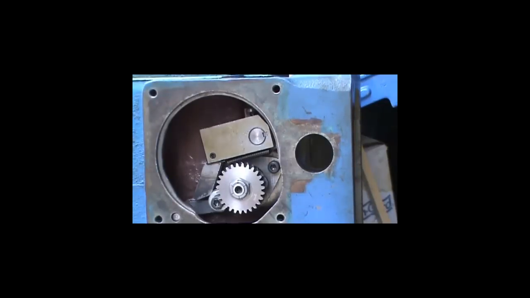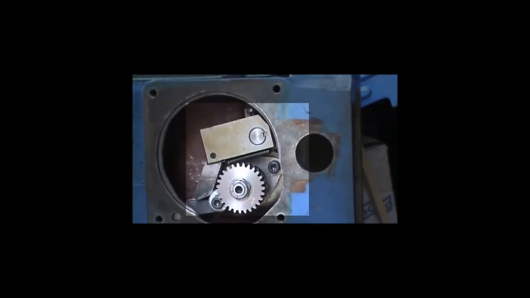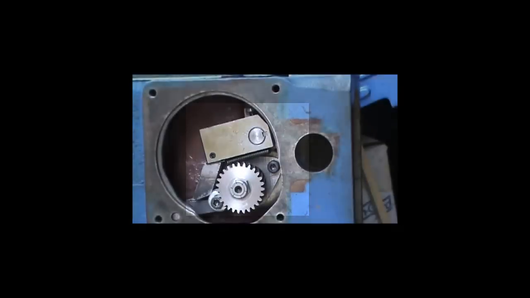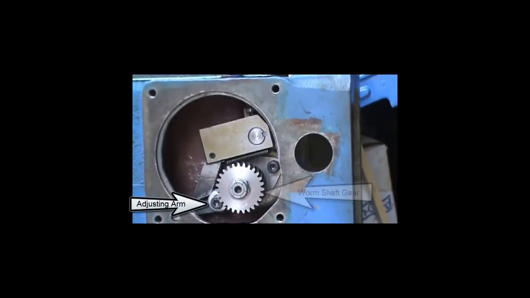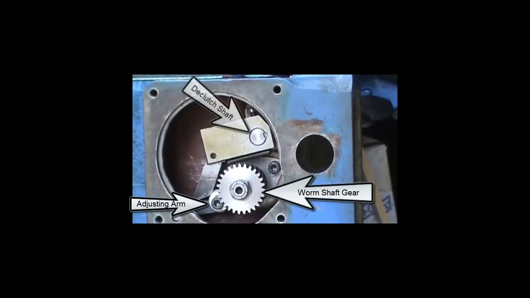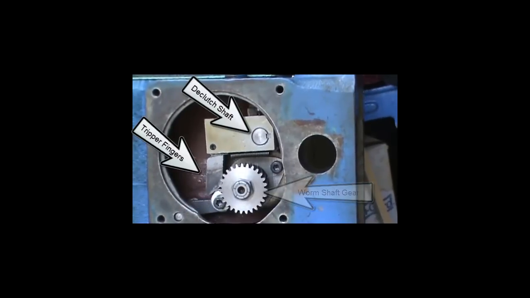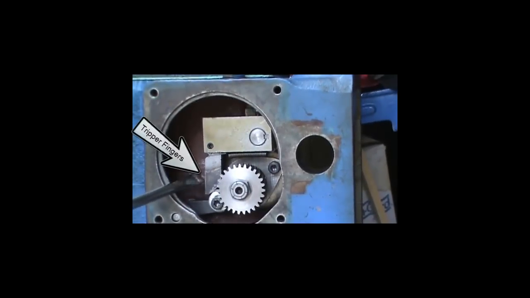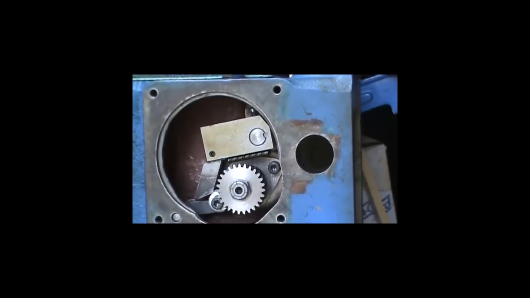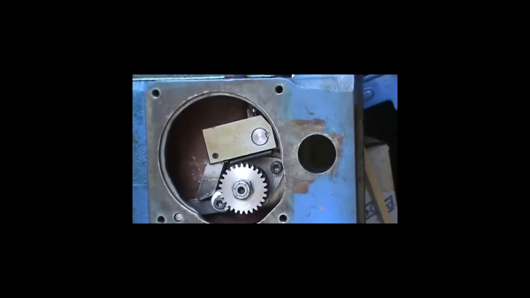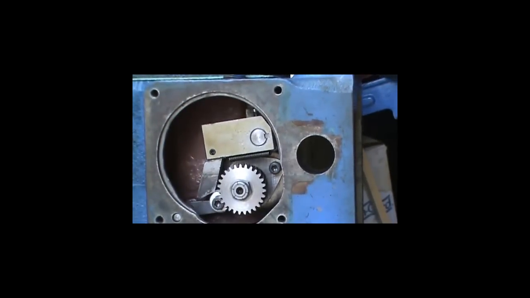SMB triple lot is in various stages of being reassembled right now. One of the trickier parts of it is setting the tripper fingers. As you can see, when I push the D-clutch lever down, those tripper fingers don't make contact, don't sit on top of the adjusting arm.